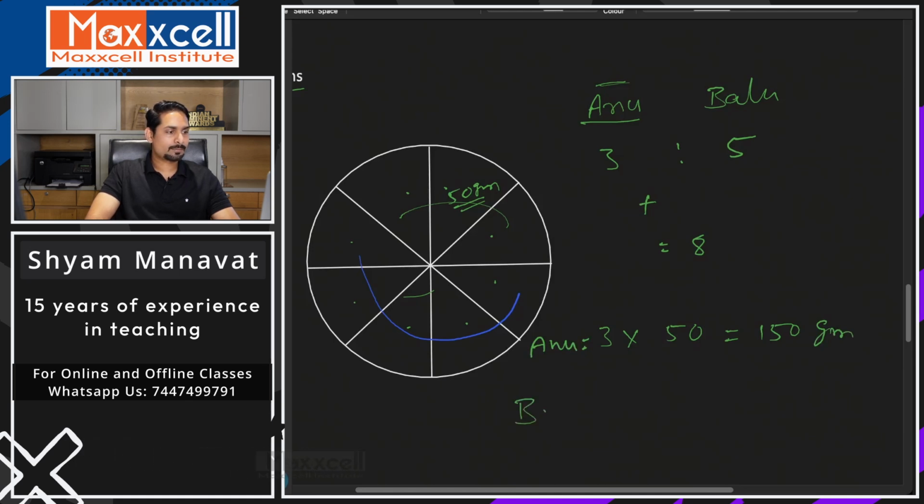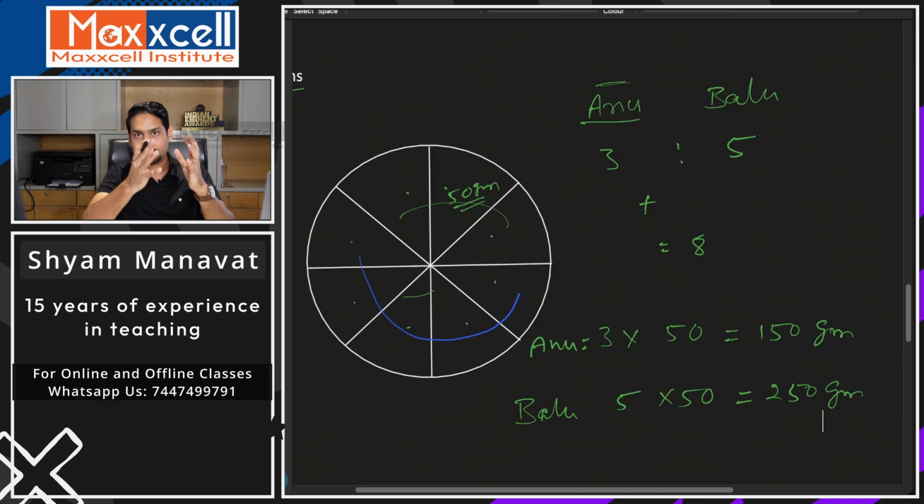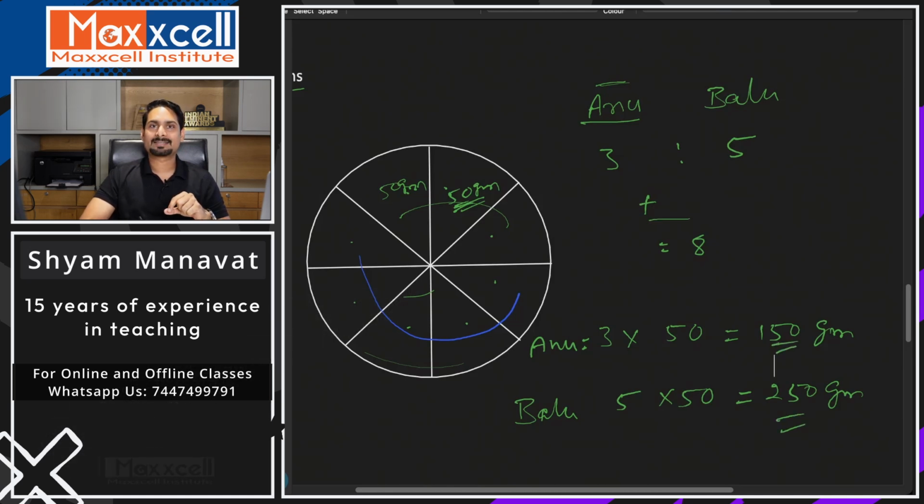What about Balu? How will you calculate? You will do the same, but in case of Balu, you have 5 portions, which you multiply by 50 grams. So that is 250 grams, the total weight of the portions which Balu has. Okay. So this 50 gram is the weight of each portion. Yeah. So this 50 gram will work as a common multiple to get the value of the quantity.